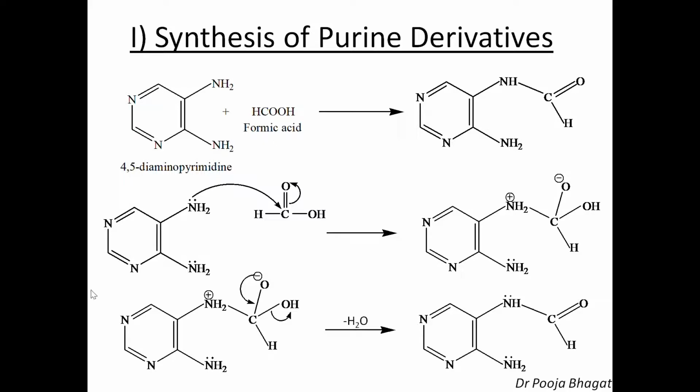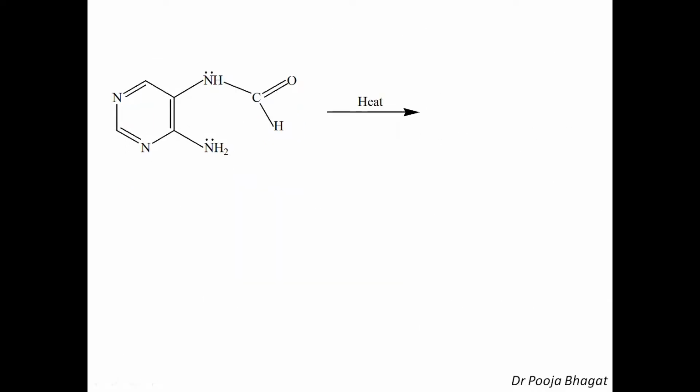So all this is the mechanism for this step. When you treat it with formic acid, one of the H is replaced by the formyl group, CHO. This is the formyl group. Then when you heat it, what will happen? The lone pair of electrons of the other nitrogen will attack the carbon and the pi electrons will be shifted towards oxygen. So what will you get?